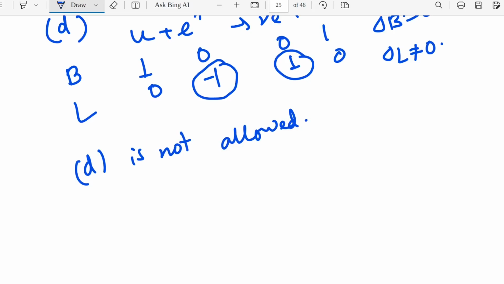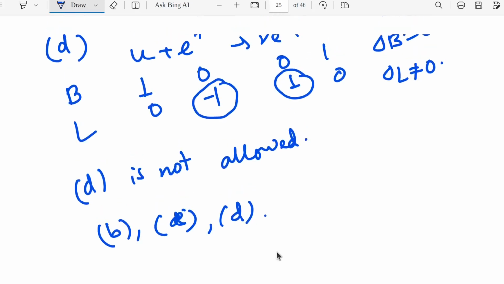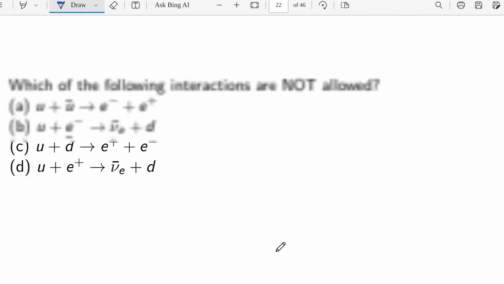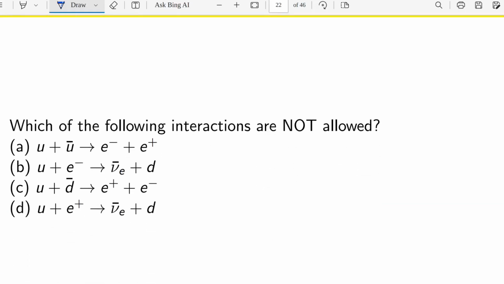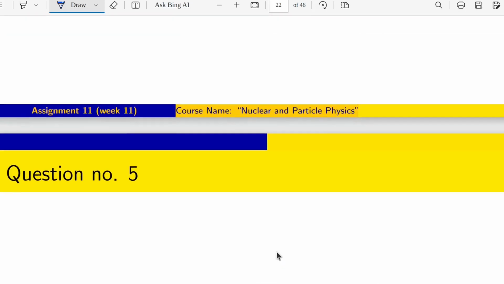allowed. So how many processes are not allowed? B, C, D. These three are not allowed. So if I write here, the correct answer will be B, C, D. Okay. So this is the one.